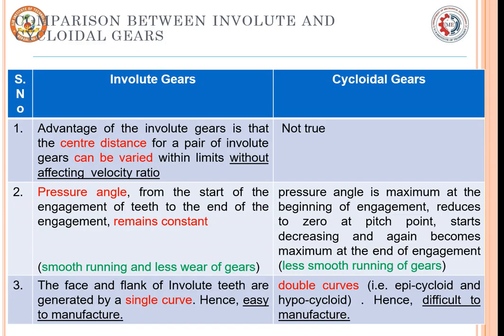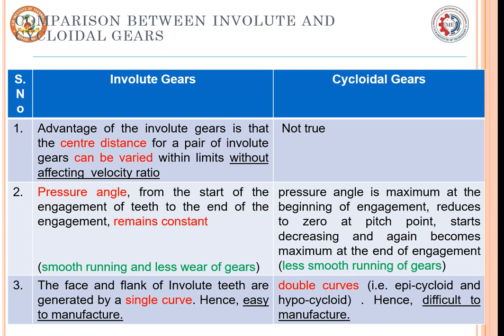Now a comparison between the involute and the cycloidal gear. The advantage of the involute gear is that the center distance for a pair of involute gears can be varied within limits without affecting the velocity ratio, but in cycloidal gears it is not possible. The pressure angle for the involute gear, from the start of the engagement of the teeth to the end of the engagement, must remain constant. It gives smooth running and less wear of gears. In case of cycloidal gears, we expect less smooth running.